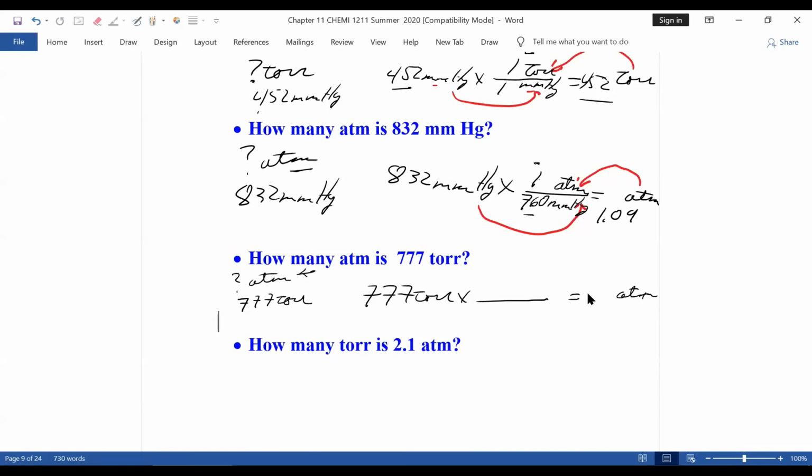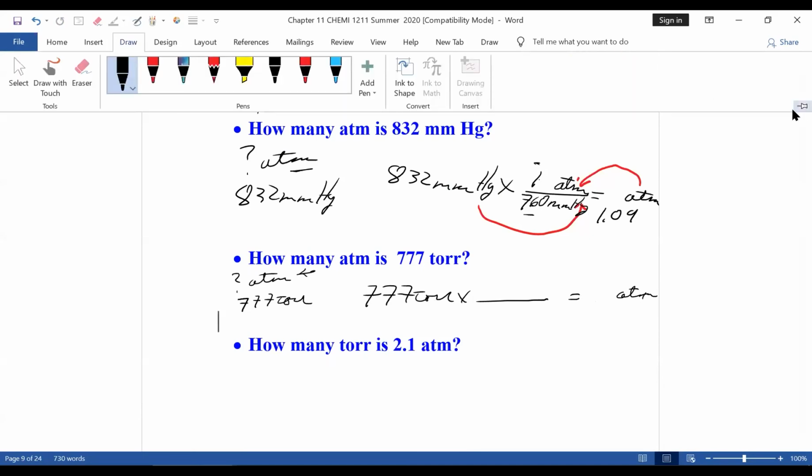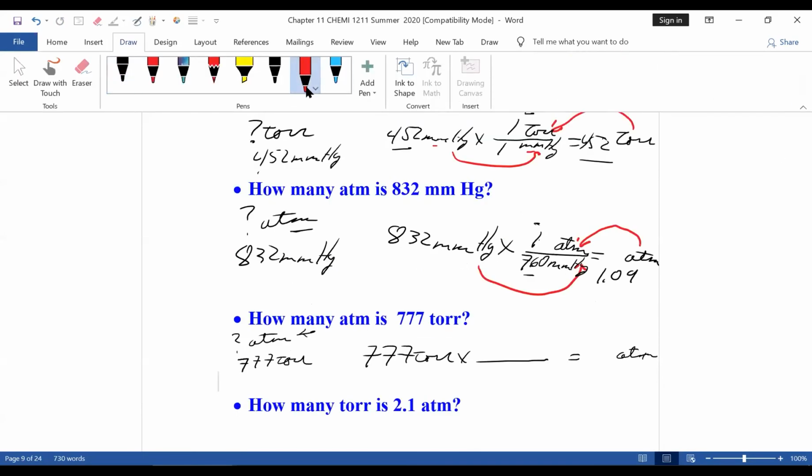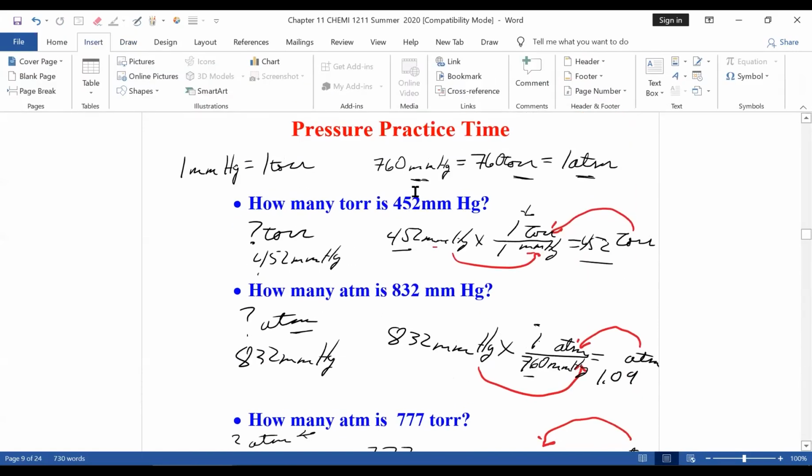What do we use? We use our good buddy, our good friend, unit analysis. And what do? Whatever we're trying to get to goes on top. Whatever we're trying to get rid of unit-wise, we go underneath. Where do we get those numbers? 760 torr equals 760 millimeters of mercury equals 1 atmosphere.